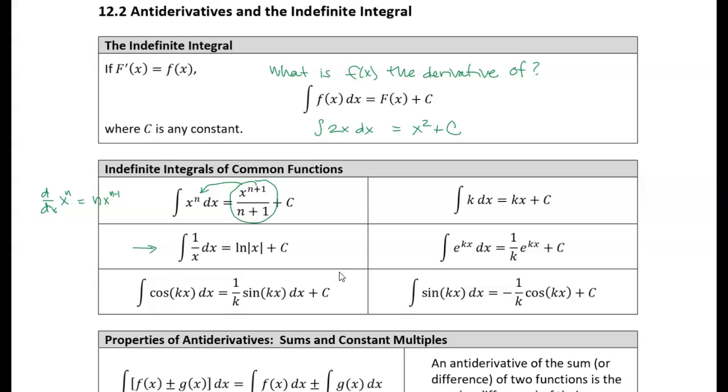So in order to make this work, the antiderivative of 1 over x is actually the natural log of the absolute value of x. And that's important.